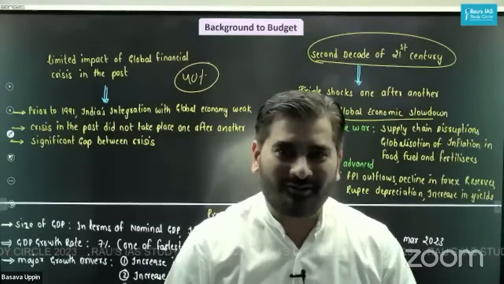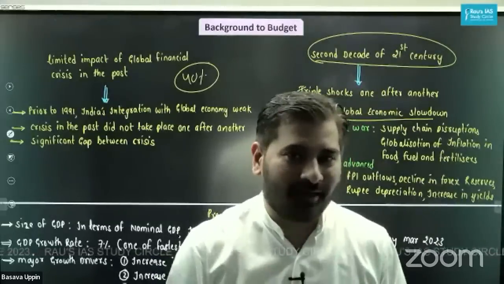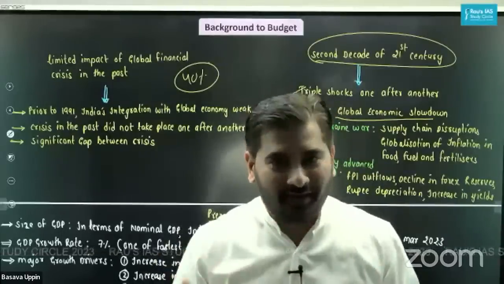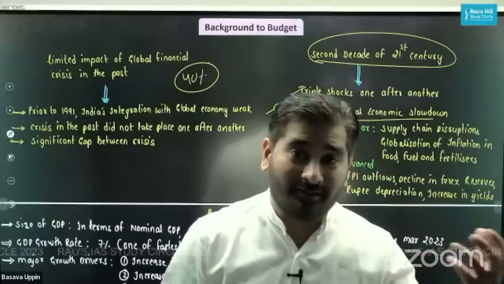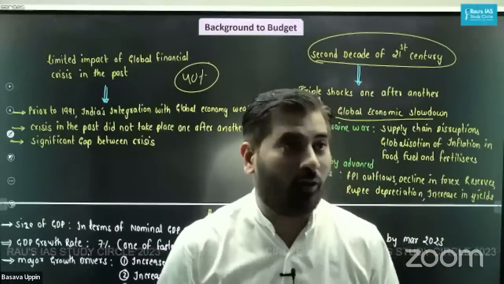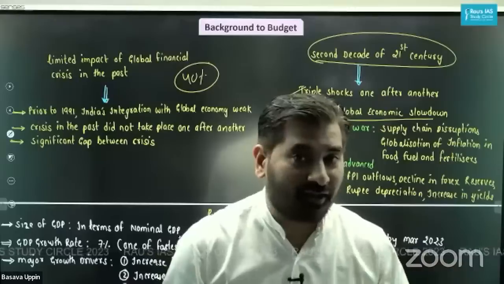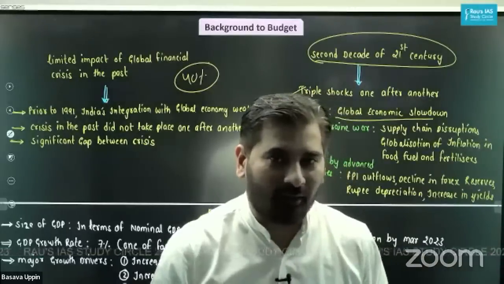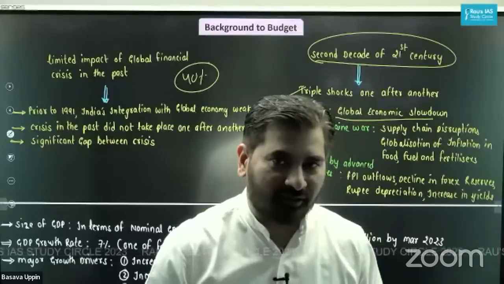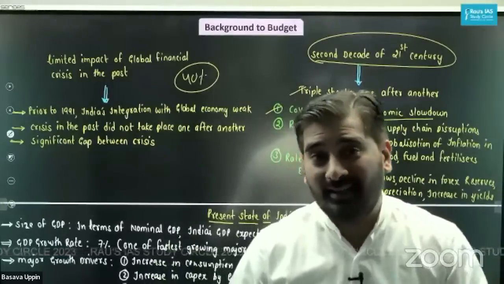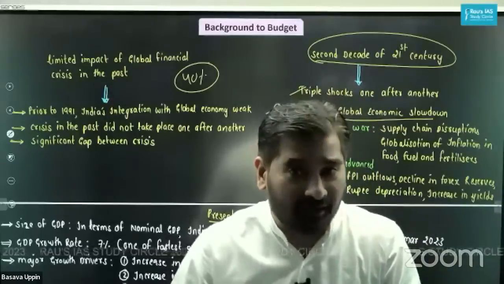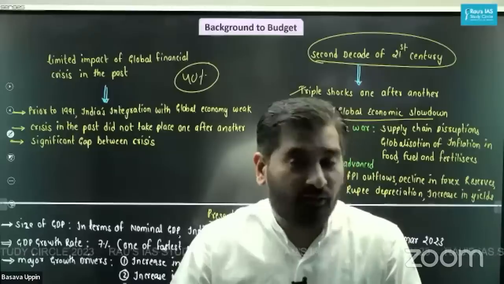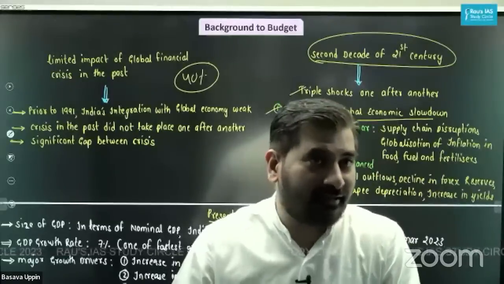So the Indian economy was slowly on the path of recovery, but as it was recovering, it was affected by another crisis. That crisis was in the form of the Russia-Ukraine war. Because of the Russia-Ukraine war, what happened? There were supply chain disruptions in the global economy. Because of supply chain disruptions, there was a large-scale increase in the prices of essential commodities. Prices of essential commodities such as food, fuel, and fertilizers drastically increased.